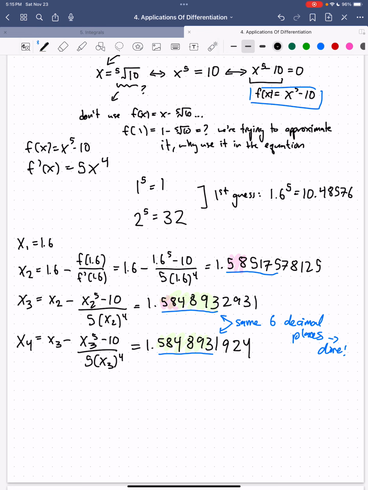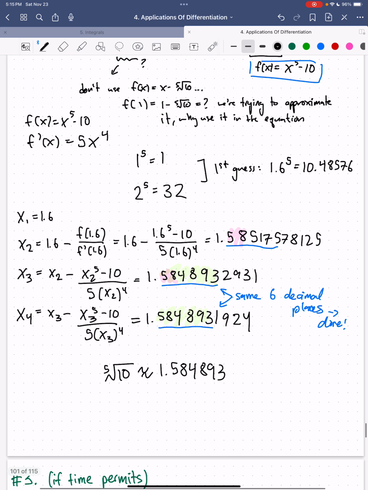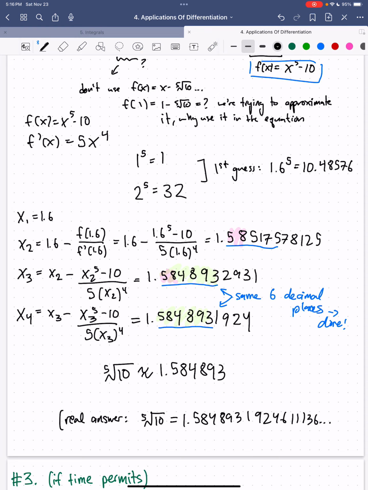We can say then that the fifth root of 10 is approximately 1.584893. I did check what the real answer is. The actual fifth root of 10 turns out to be 1.584893, as we thought, and then it goes 1, 9, 2, 4, 6, 1, 1, 1, 3, 6, and so on. So we're close enough. That's fine.